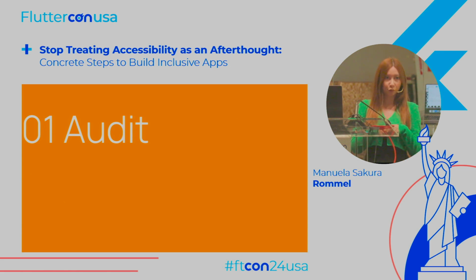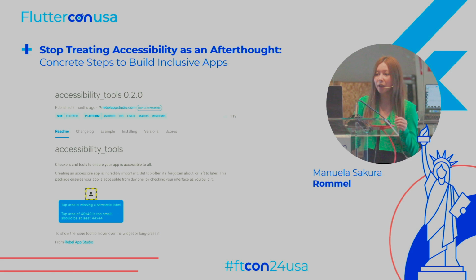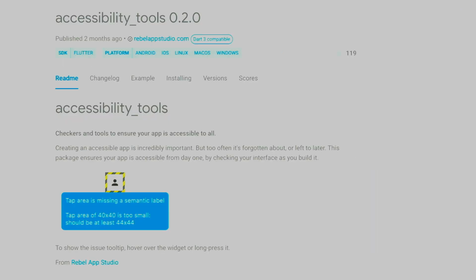There are actually a few tools you can use, or you can also do that manually. The tools that you could use are, for instance, accessibility tools. That's something you can use during development, and it's created by Rebel App Studios, who are also here today, so you can check them out outside at the sponsors booths. It's a quite nice package because it will tell you accessibility issues right when you develop. It will show you a yellow and black border around the widget that is faulty or has some accessibility issues, and then you can right away fix it.